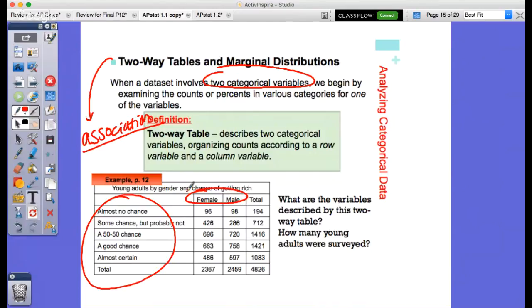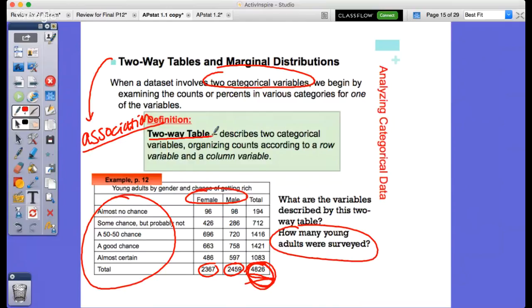So once we get it and go from there, we ask the question, what are the variables described by this two-way table, okay? And so as you could see, the variables would be the male and female, as well as the perception on how they viewed their chance of being rich within the future, okay? Now, how many adults were surveyed? Well, we recognize that the total within each category, here's the amount of males, females, and then the total is 4,826. That's the total amount of young adults that were surveyed, okay?